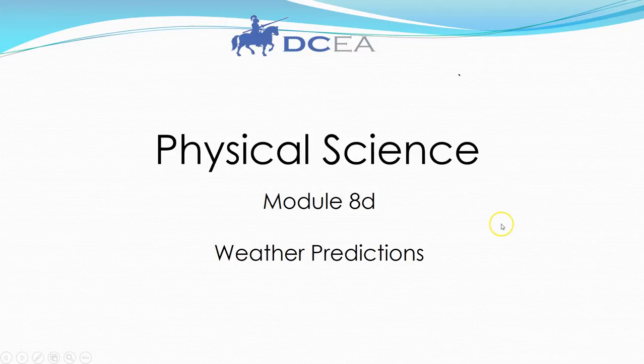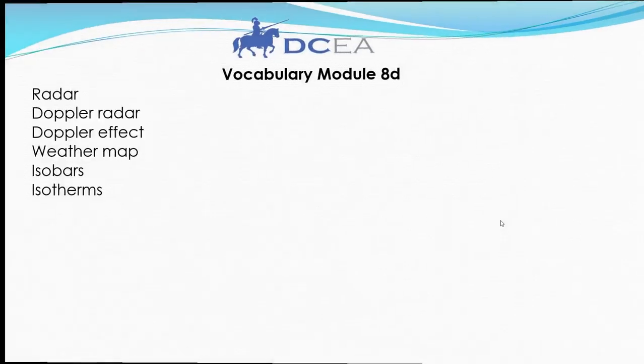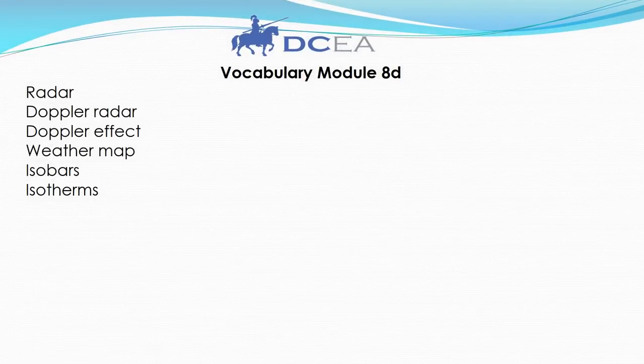Welcome to Physical Science, Module 8D, Weather Predictions. Much shorter vocabulary list. We have radar, Doppler radar, the Doppler effect, weather map, isobars, and isotherms.